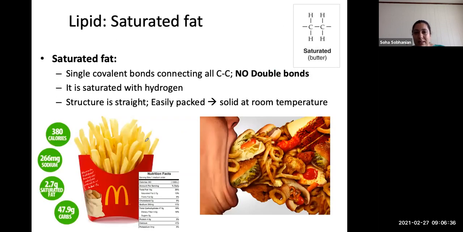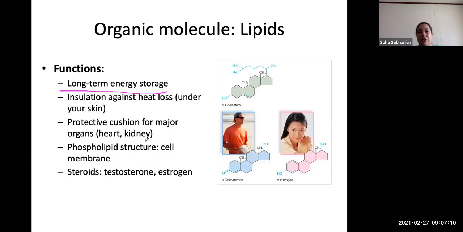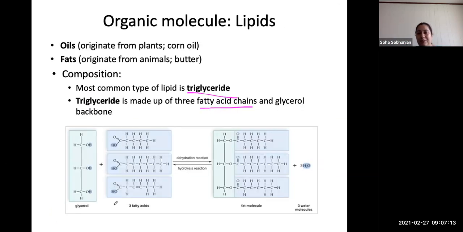Why is that important? Because when you have that single covalent bond, you will not have any double bond, and every other possibility of the bonds are filled with hydrogen, or it's saturated with hydrogen. Look at the word, guys. Saturated fat, saturated with hydrogen. Now, when you look at this structure, when you're saturated with hydrogen and have no double bond, the structure that is created is a straight structure, like what I show you here. See, it's a very straight structure.